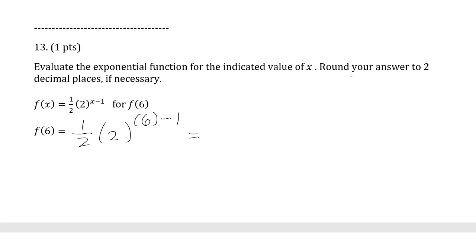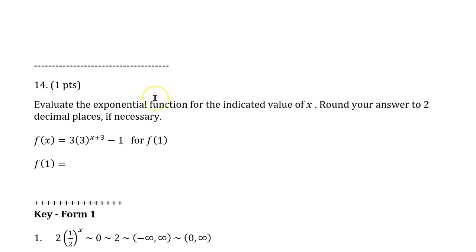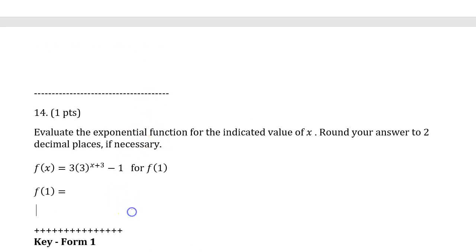Remember to do the exponents first, so the 1/2 and the 2 as the base remain the same while I subtract 1 from 6 to get 5. Order of operations tells me exponentials first, so the 1/2 remains on the outside until I evaluate that 2 to the 5th is 32. Finally, I do the multiplication last. This gives me the number 16, which is our final value. Let's take a look now at the last problem, problem number 14.